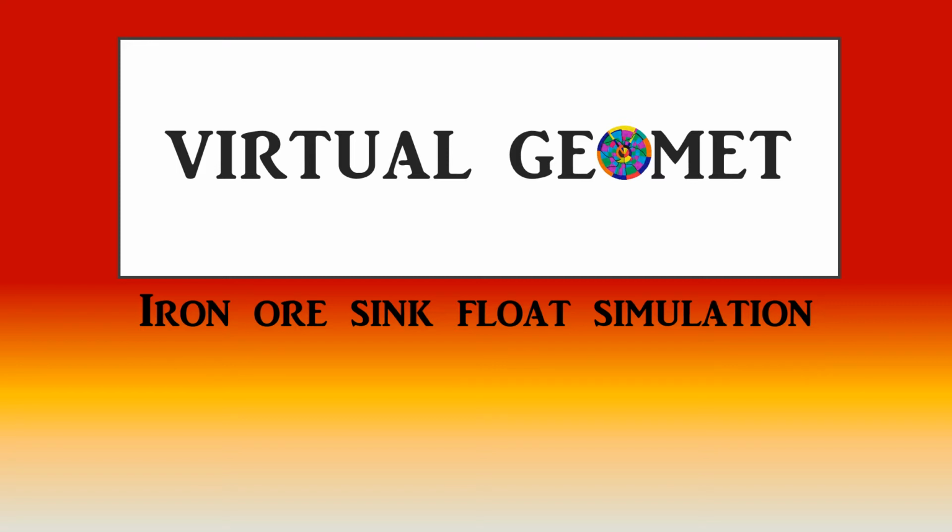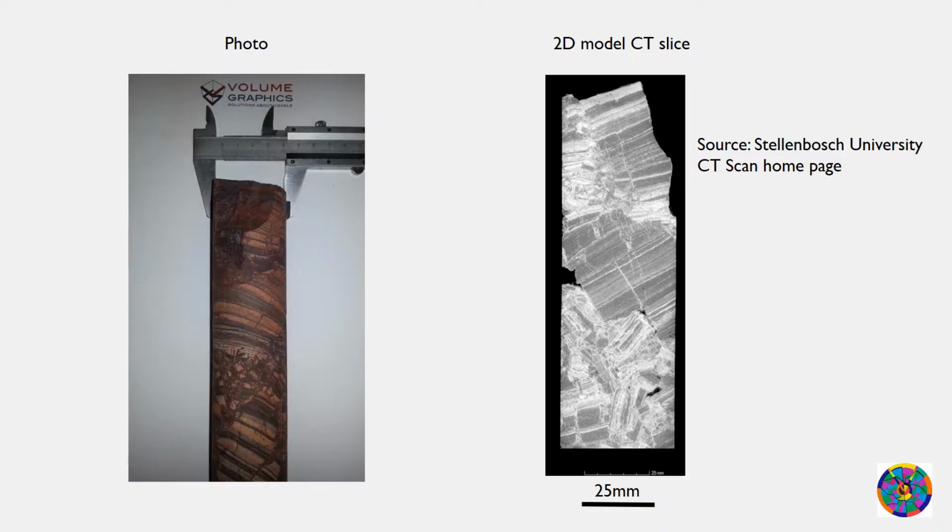Today I want to demonstrate Virtual Geomet's software capability to map 2D slices from X-ray computed tomography models for iron ore and simulate seam float from these maps. On the left is a photo of the low-grade iron ore that was used in this exercise, and on the right is a 2D computed tomography model slice through the sample. These images were sourced from the Stellenbosch University CT homepage.